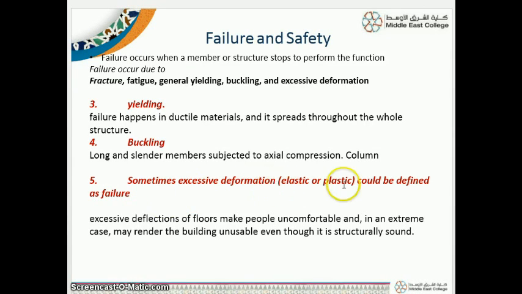Sometimes excessive deformation could be defined as failure. Excessive deflections of floors make people uncomfortable. If you have more deflections on floors, people may feel discomfort. In an extreme case, it may render the building unusable even though it is structurally sound. So this type of excessive deformation should not be there.